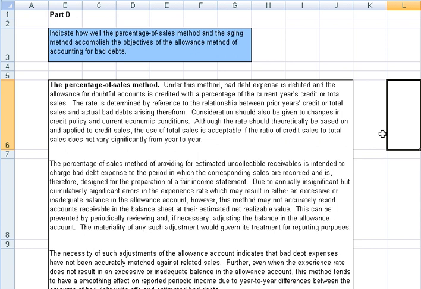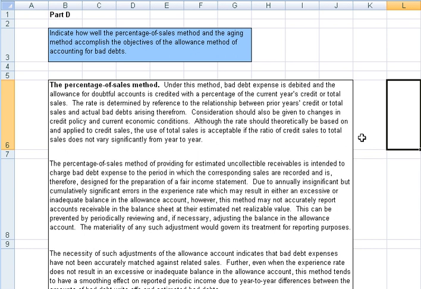And the reason for that is that you're trying to do the most proper matching of the expenses given the revenue. So if something changes, the history may not duplicate itself. We want to consider what that change could be and make our best estimate to predict it. Okay, so although the rate should theoretically be based on and applied to credit sales, the use of total sales is acceptable if the ratio of credit sales to total sales does not vary significantly from year to year.